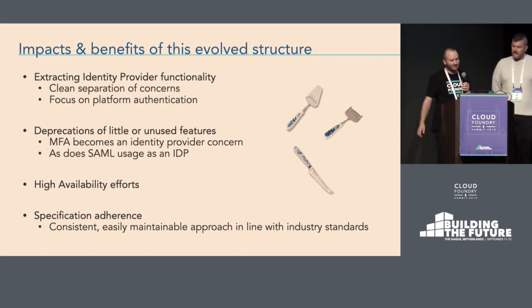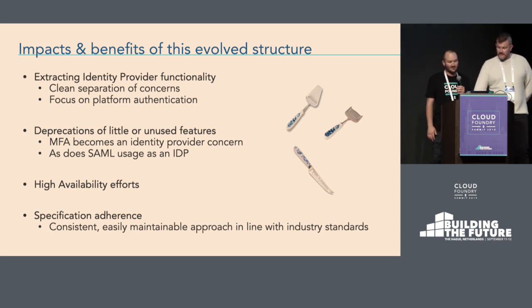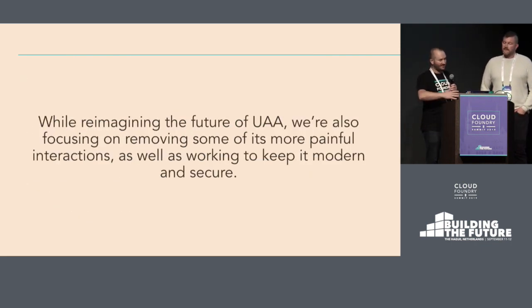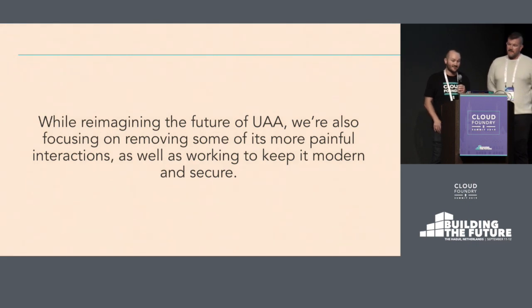Specification adherence is important because it'll allow us to align with industry standards and reduce unexpected behavior, and will allow us to have better integration with third-party systems. It'll also allow us to reduce modification of community libraries, which increases maintainability. So, all that said, that's the current idea of the UAA and what we're looking at. And our vision is evolving, but it's focused on the benefits that this increased simplicity and modularization might offer us all. So while we're reimagining the future of UAA, we've spent some time focusing on making plans to eliminate some of its painful interactions, issues that people have, as well as working to keep it modern and secure.